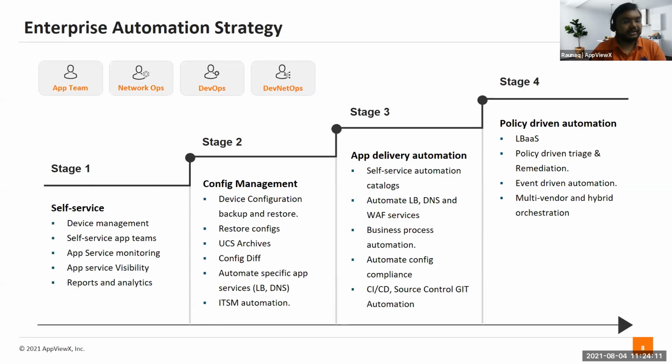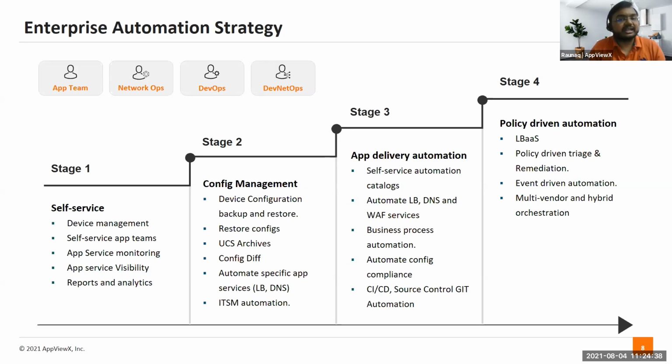You get device management, self-service application monitoring, and discovery of the application as stage 1. Once you have the inventory ready, stage 2 is configuration management, right? The devices are ready, the device has a configuration, you restore the configs, and do a backup and restore only for the objects. Then you automate the specific application load balancers, DNS, and find the config difference, right? In my application, is there any change? Did someone do a change?